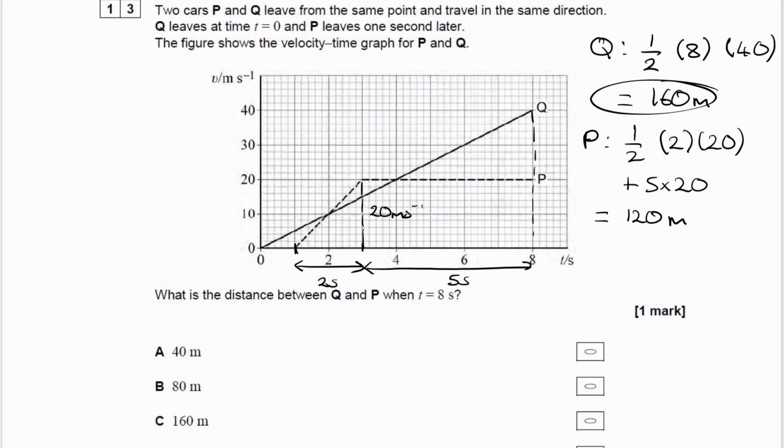And then if we find the difference between the distance for Q and P, we end up with the answer, which is 40.